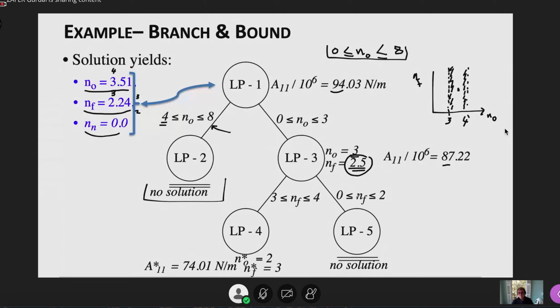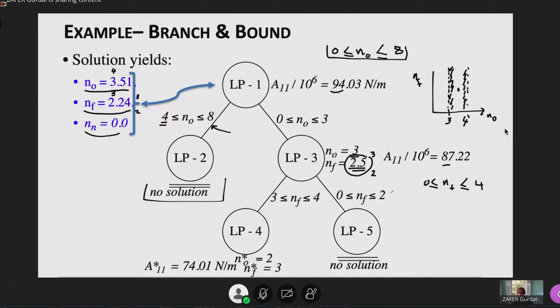and I create 2 more branches by replacing the constraint that NF must be this, okay? And I'm getting 2.5. One branch says you cannot be less than 3, and the other branch says you cannot be greater than 2. So those 2 branches are these constraints. These 2 constraints are now replacing this. And I solve it again. And I get NO equals 2, NF equals 3, and N90 equals 0. And this is an integer solution. So basically, I solved the integer linear programming problem, and this gives me the solution. This is what integer linear programming does.